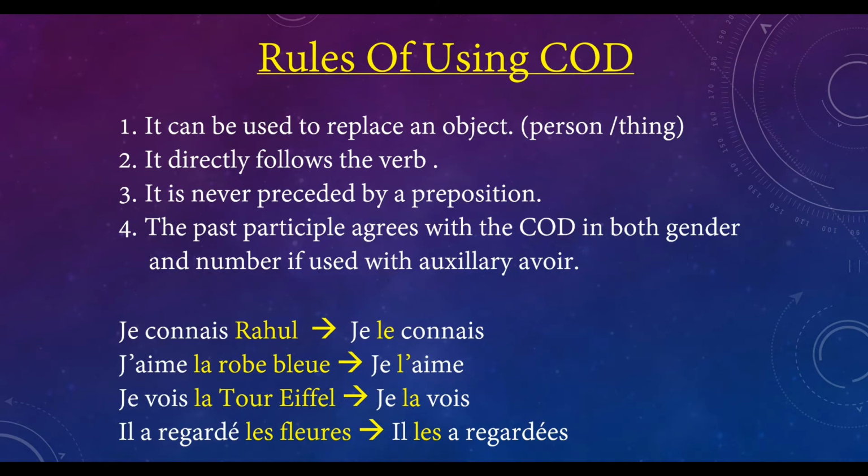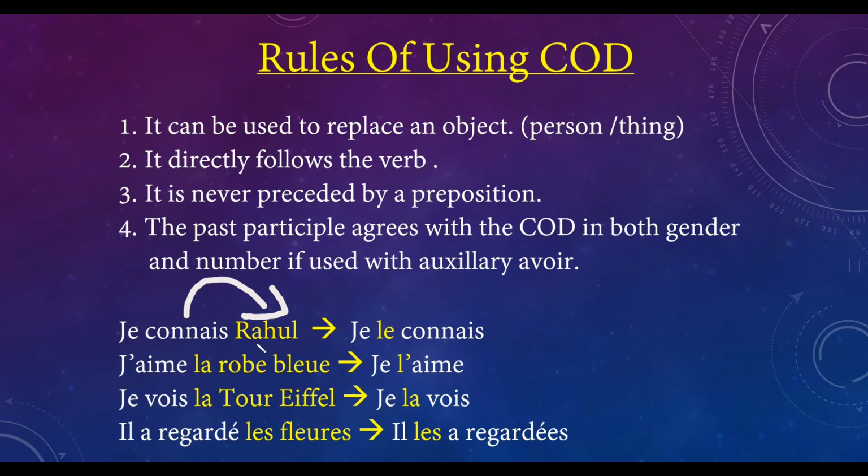Rules of using COD. So when you are using the COD pronoun to replace a direct object, what are the rules to be followed? Number one, it can be used to replace an object. Now this object can be either a person or a thing. Example, je connais Rahul. So here Rahul is a direct object. You can see I know Rahul. So the verb is directly acting on the object. It is not preceded by a preposition. Therefore, it has to be replaced by a COD pronoun.